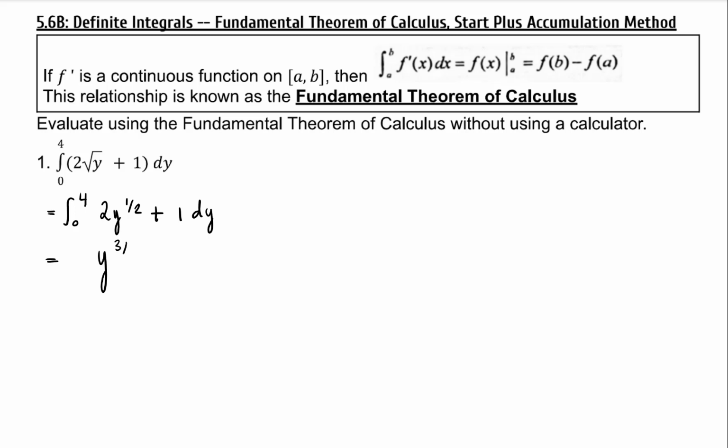Add 1 to the power, that's our denominator, and 2 is just a scalar. This resulting function we will evaluate from 0 to 4. Simplify.